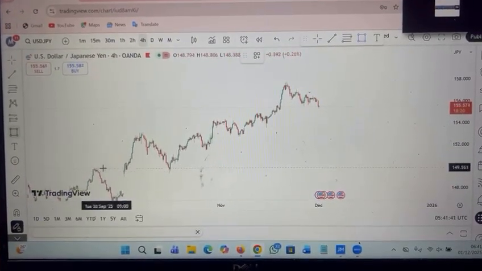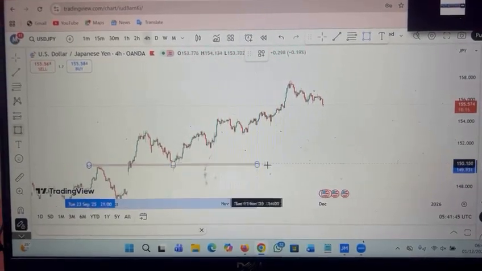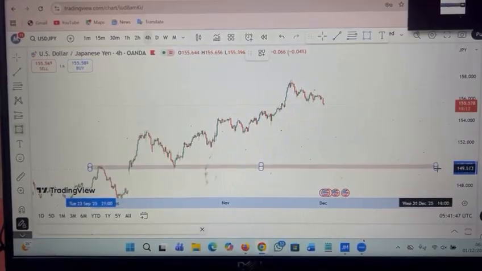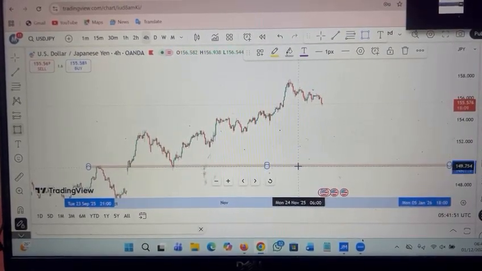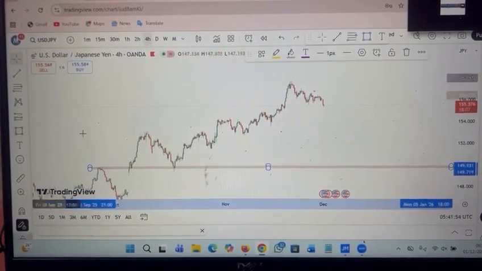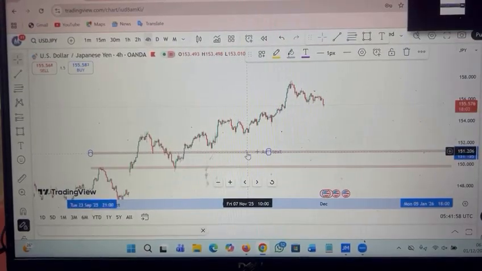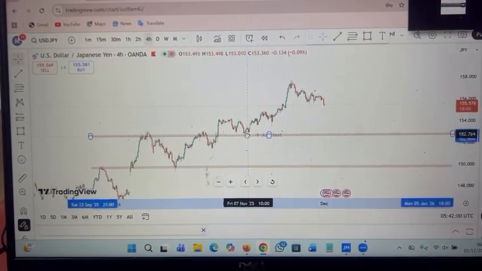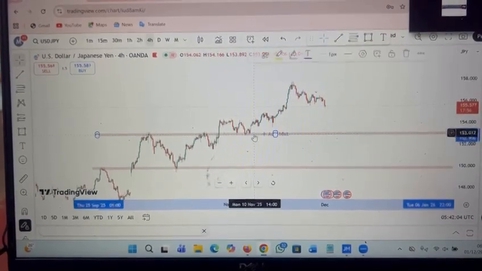Okay, so this is a support. We draw support as a zone. So this is a support. What I'm going to do is clone and find some other support levels. This is another one I see. So another support I see.